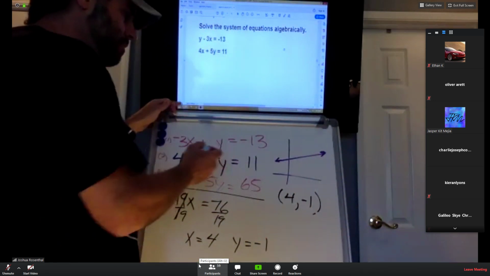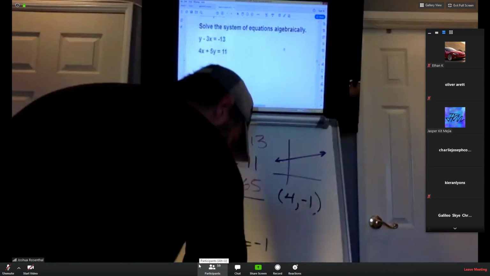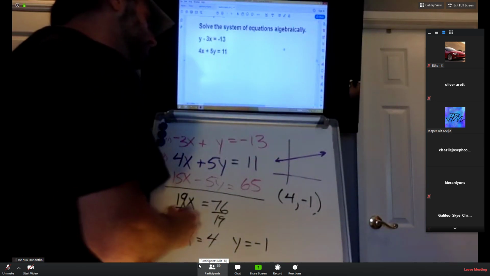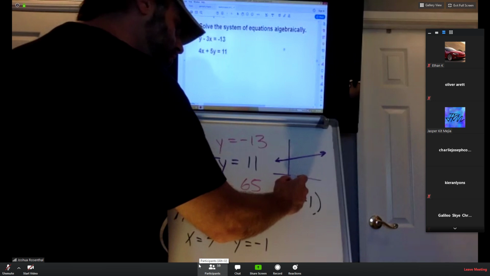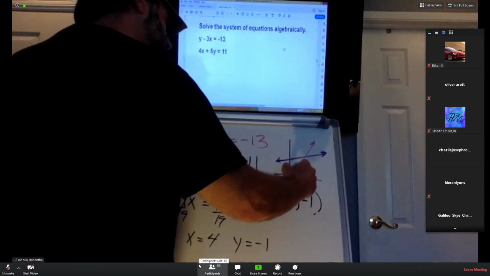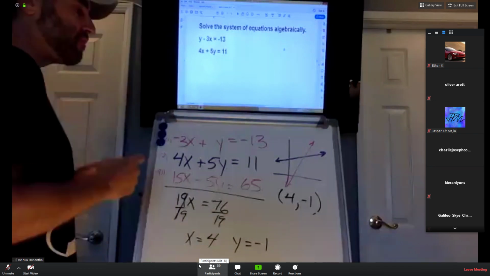Okay, there's the purple one. The pink one would be starting way down here at -13 and would have a steep slope like that. So that's kind of a sketch of what those look like.